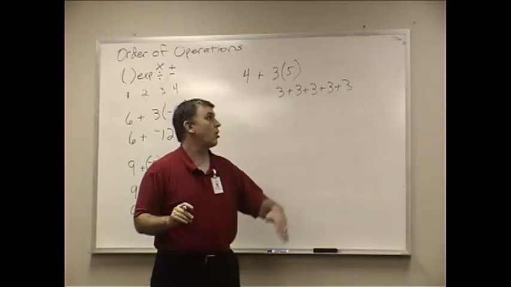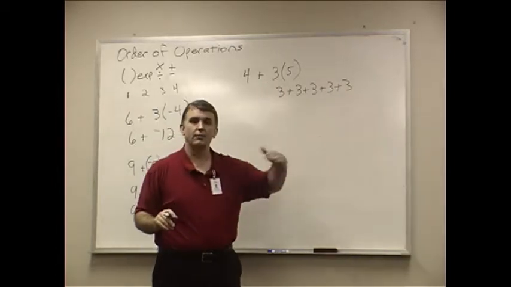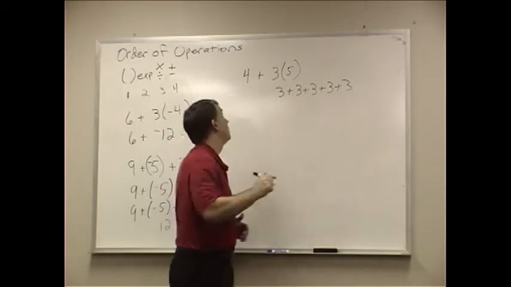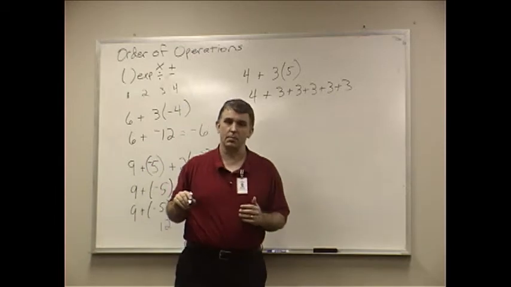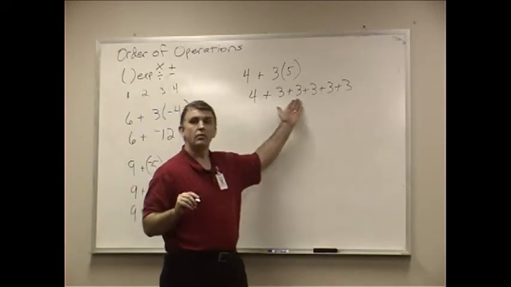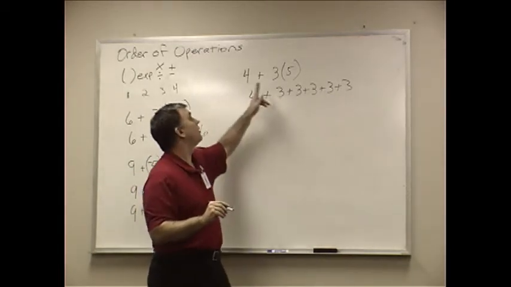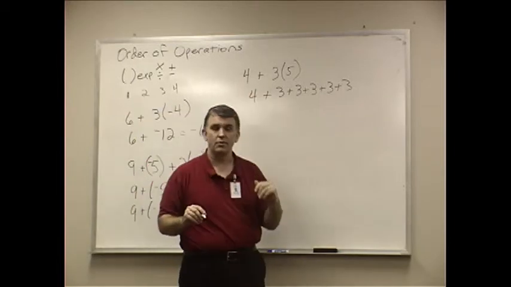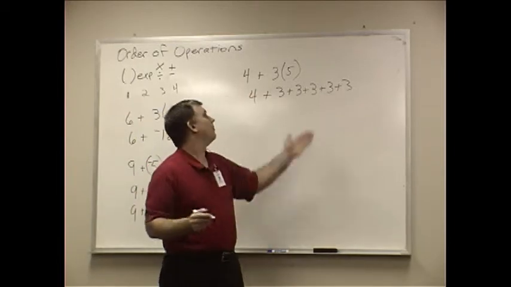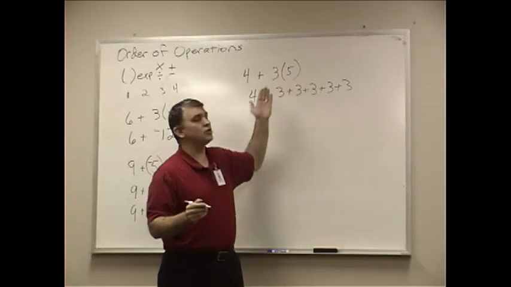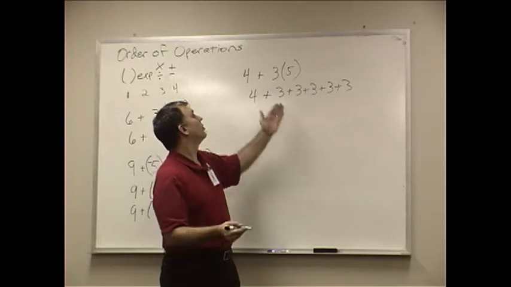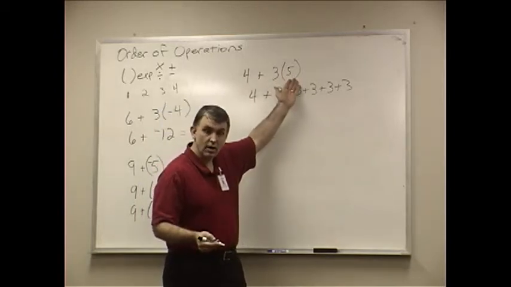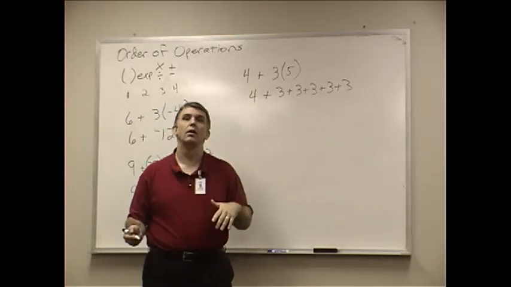So if we take a moment and we write the 3 times 5 as an addition problem, I would end up having 4 plus 3 plus 3 plus 3 plus 3 plus 3. And then we could add that up. It would make no sense to do 4 plus 3 is 7, because this multiplication doesn't intend you to do 7 times 5. So you have to do your multiplication before you would do your addition.